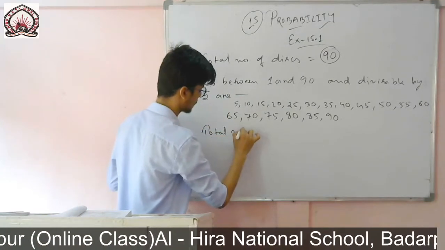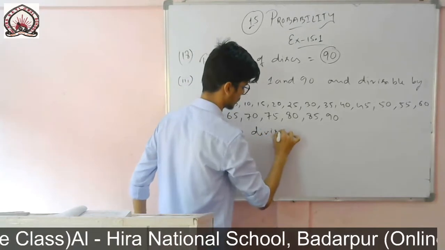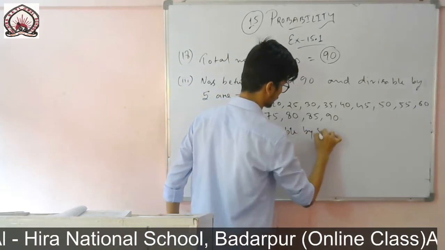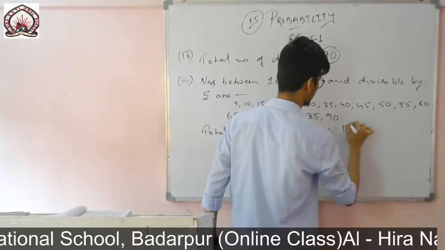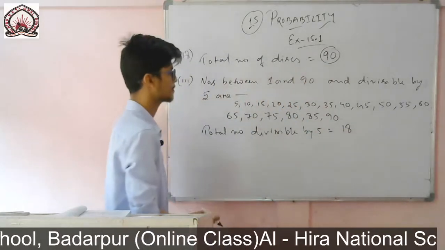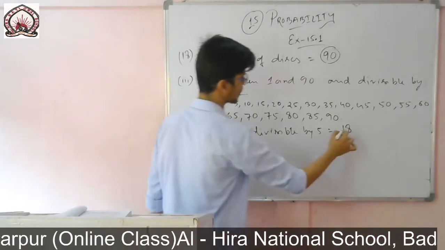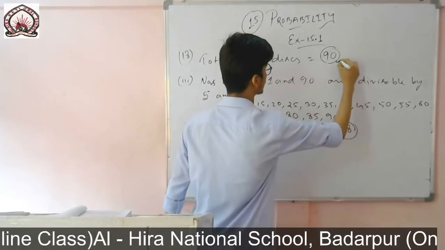Total numbers divisible by 5 is equal to 18. So this is our favorable outcome in this case. This one is the total possible outcome.